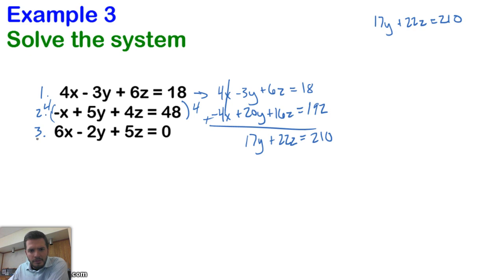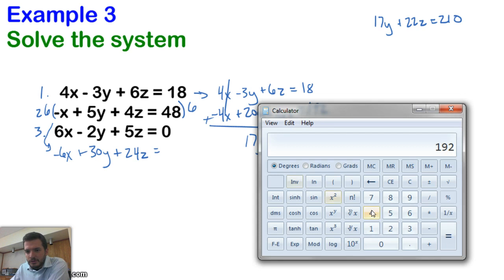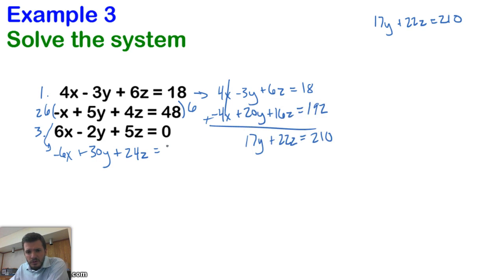Again, this time I'm going to use 2 and 3. Let me erase everything that I've got around here. This time I have 6x and I need a negative 6x right here, so I'm going to multiply by 6. Pretty straightforward stuff. Let me rewrite it down here. It'll be negative 6x plus 30y plus 24z equals, and just like I don't know what 48 times 4 is, I do not know what 48 times 6 is. So 288.